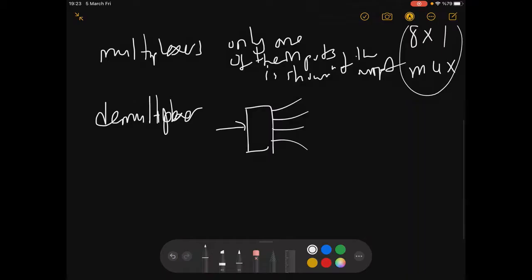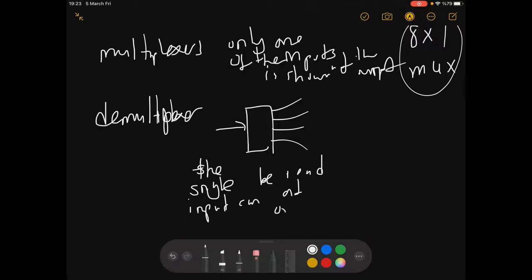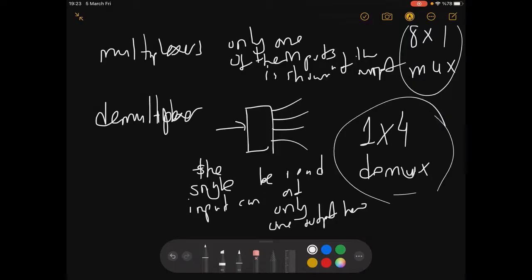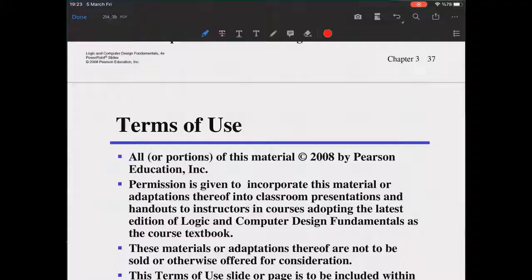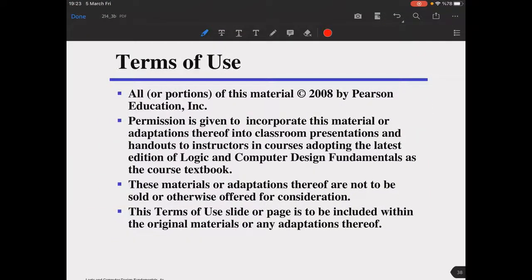That's the idea. So we can say that the single input can be read at only one output in the demultiplexer. So you can have, for example, a 1 by 4 demultiplexer, and this is the abbreviation, DMUX. Okay, this is what we discussed in this lecture, and thank you for listening.